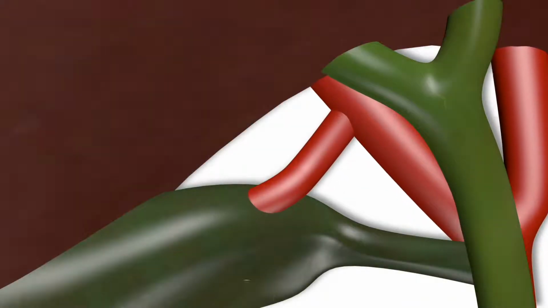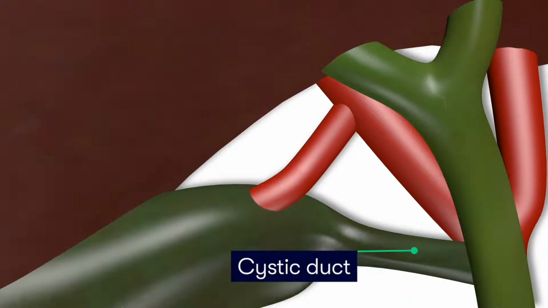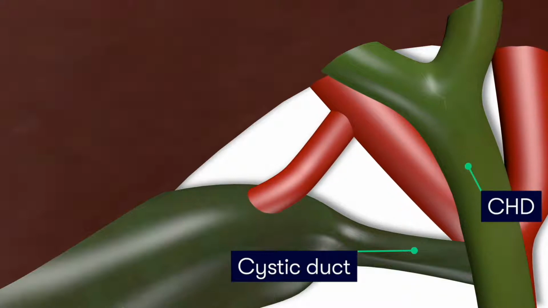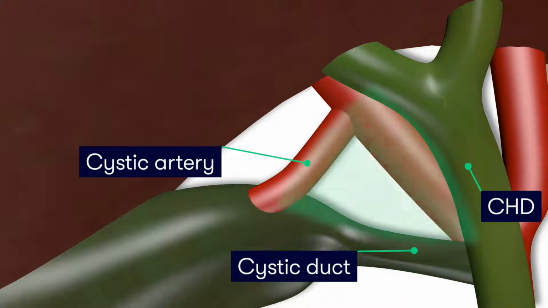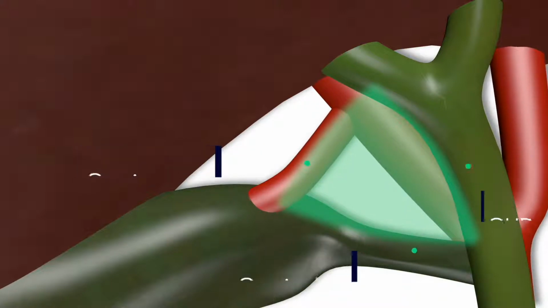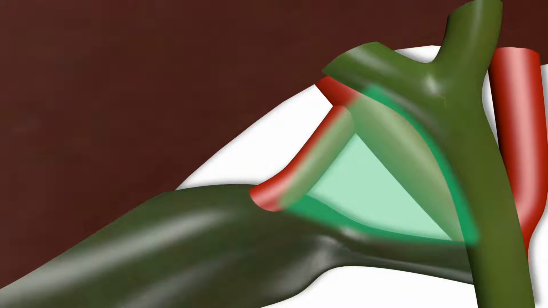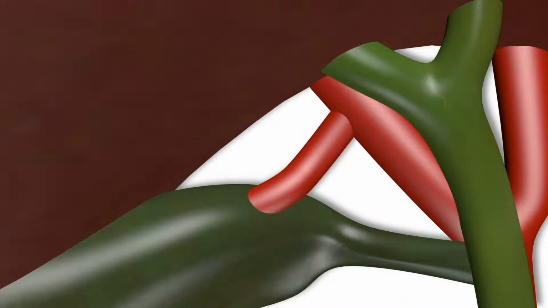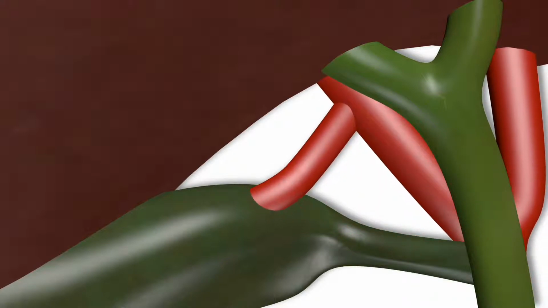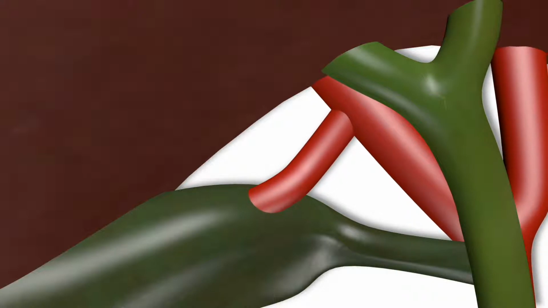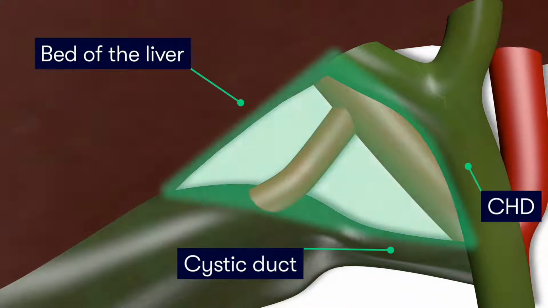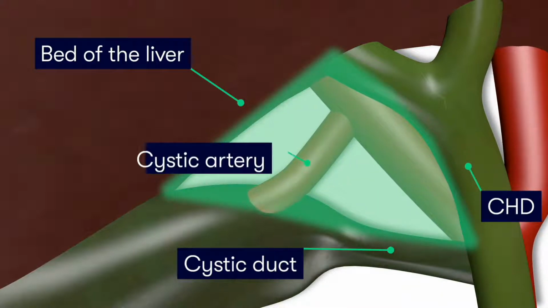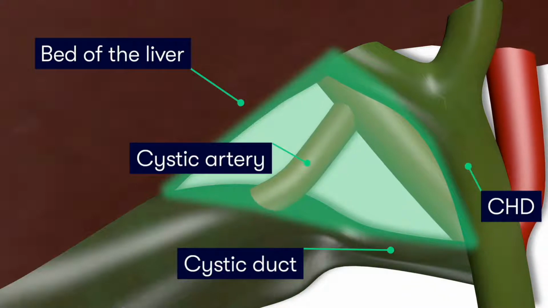Callot originally described a triangular anatomical space that was formed by the cystic duct as the inferior border, the common hepatic duct as the medial border, and the cystic artery as its superior border. Interestingly, with the passage of time, our perception of Callot's original triangle has become slightly modified, and we now commonly assume the inferior border of the liver as being the superior component of the triangle, with the cystic artery running within this triangle.